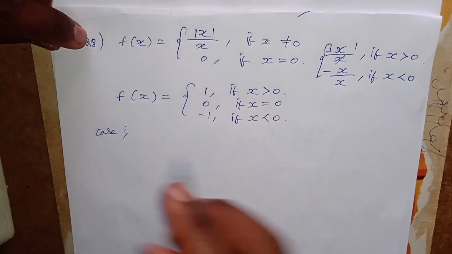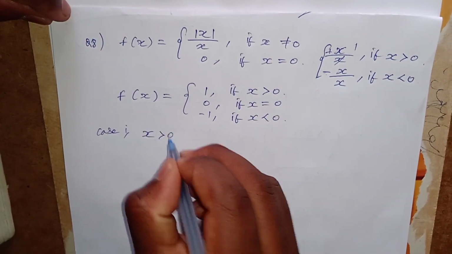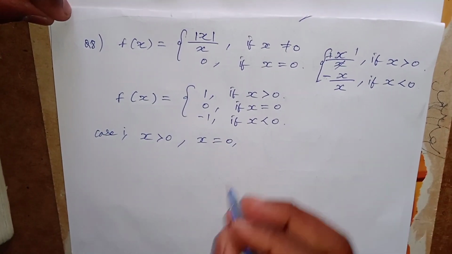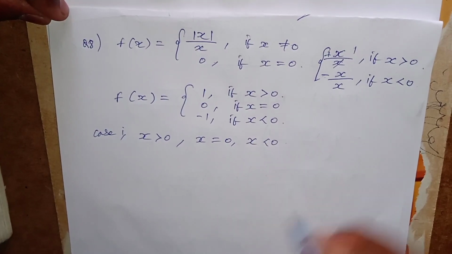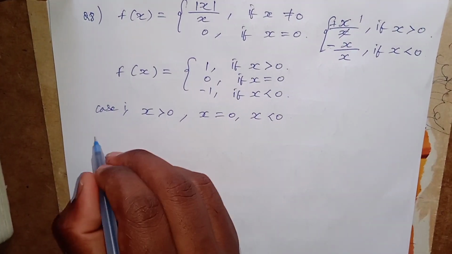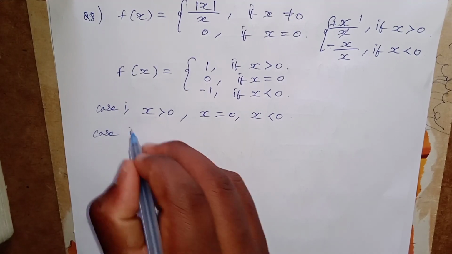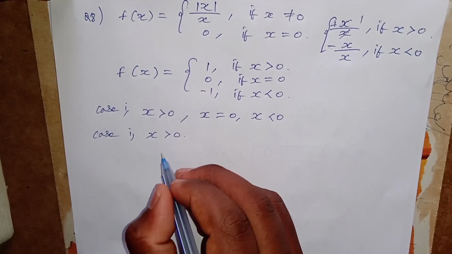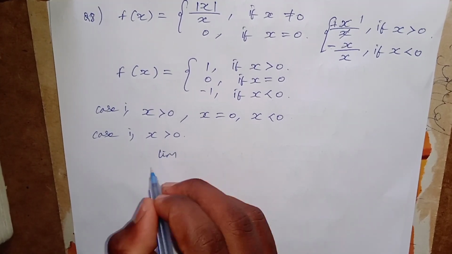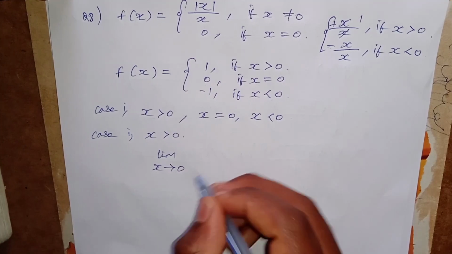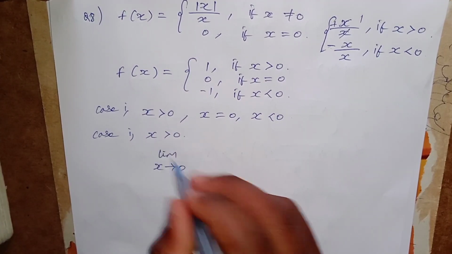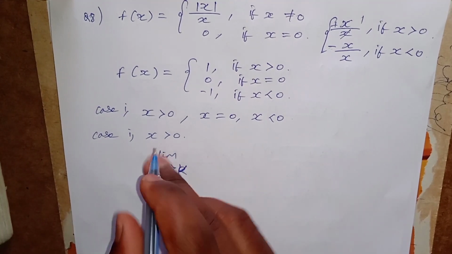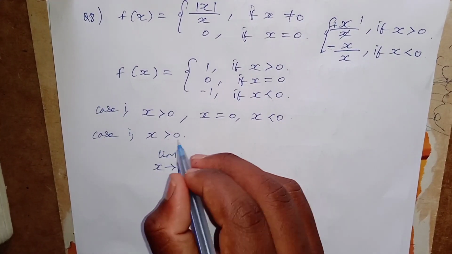You have to take case 1, x greater than 0. Case 2, x is equal to 0. Case 3, x less than 0. For case 1, x greater than 0, you have to take the limit as x tends to k, because here x is greater than 0.